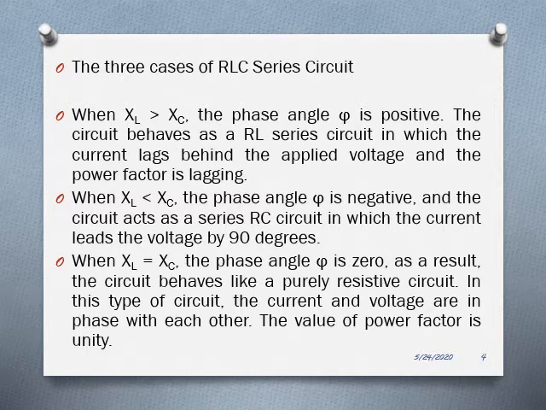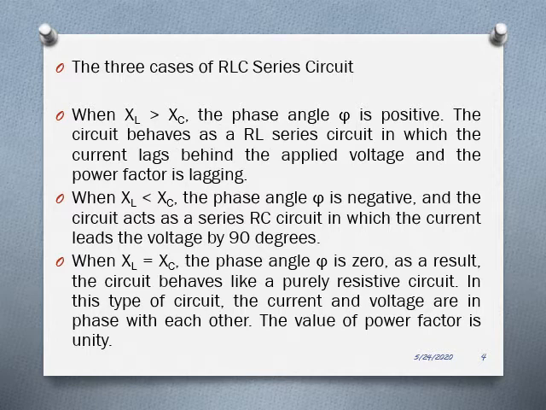Now the second condition is when XL is less than XC, or you may say XC is greater than XL. Capacitive reactance is more than inductive reactance. Therefore, the circuit will be showing a capacitive nature. In capacitive circuit, the current will be leading the voltage. Therefore, the power factor will be leading and the circuit will be exactly behaving like an RC series circuit.